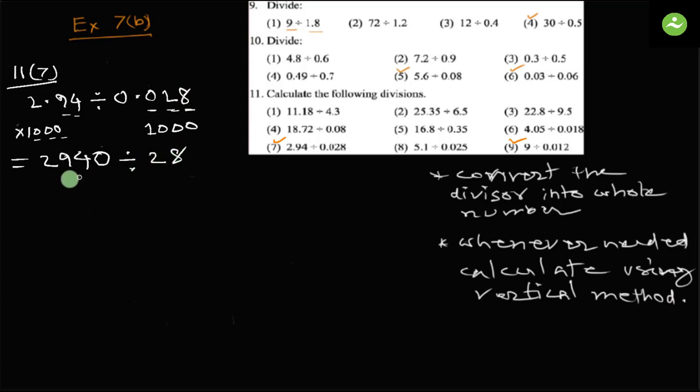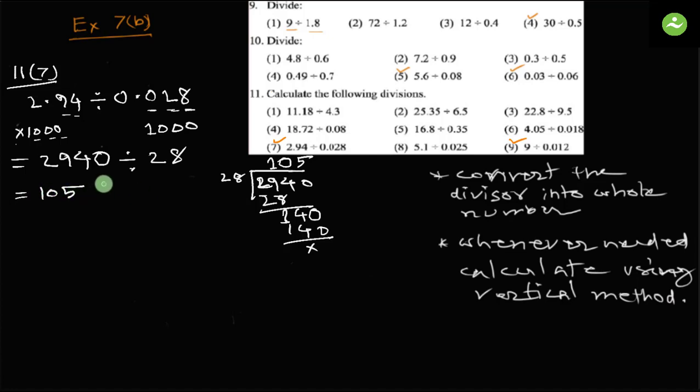Now when we do the calculation and divide, we have to do it vertically so that we don't make any mistake in the calculation. 2, 9, 4, 0, divided by 28. Take one digit, it is smaller. Take another digit, 29 is okay. 28 into 1 is 28. Then 4, still smaller. Put a 0. Bring down another 0. 5 into 28 is 140. Equals 105. Answer: 105.